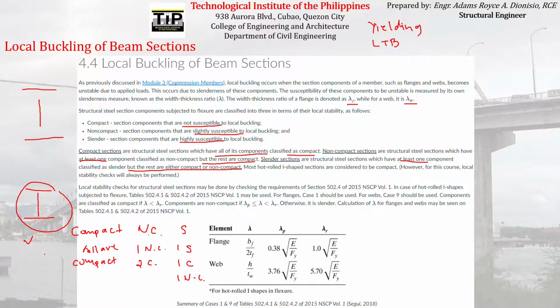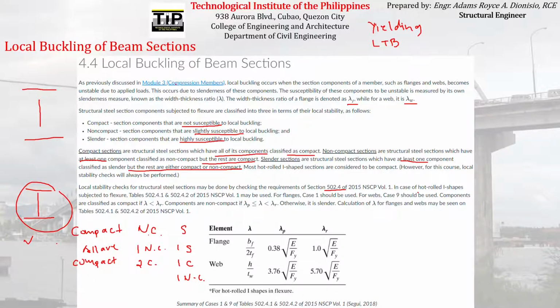Although, kahit na alam natin na compact na siya, for this particular course, we will still practice checking local stability for the sake of practice. Okay? Kahit alam natin, compact na by definition, check pa rin natin yung local stability niya. Okay? Kasi malay mo, baka nung chinek natin yung isang I-beam, biglang slender pala siya due to the dimensions. Diba? Pero yun nga, most of them compact naman.